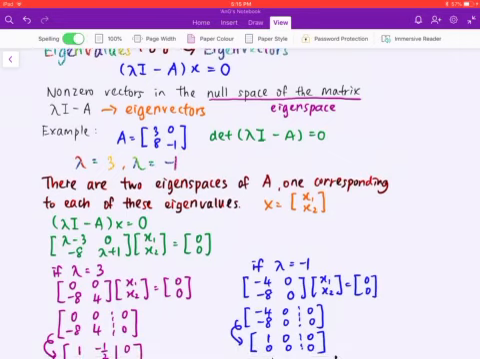The non-zero vectors in the null space of the matrix are known as the eigenspace, or the basis for the eigenspace. So lambda I minus A gives the eigenvectors.